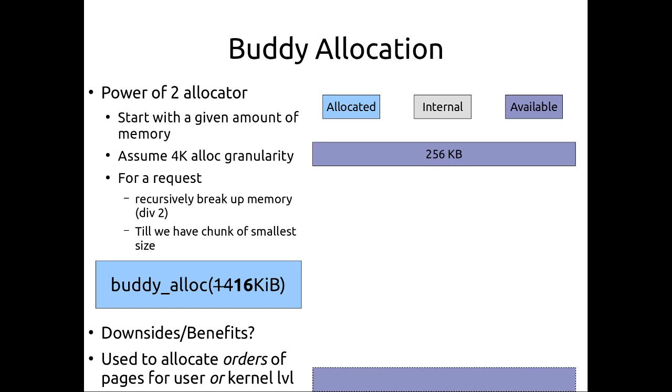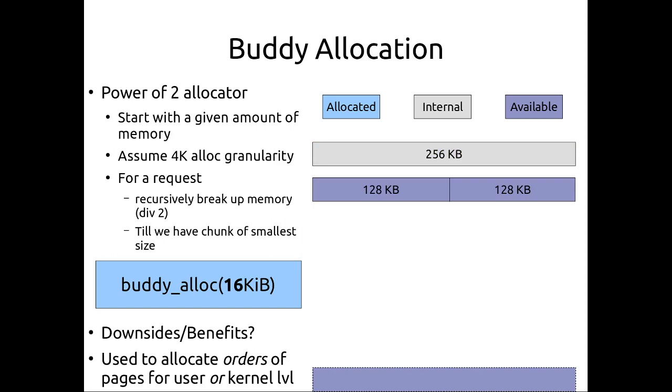16 kilobytes is much smaller than 256 kilobytes. Certainly it's not within the power of 2 range that would require 256 kilobyte range. So we break the 256 kilobyte memory up into 2 chunks of half that, 128 kilobytes. Again, 128, much larger than 16. We break it up again.